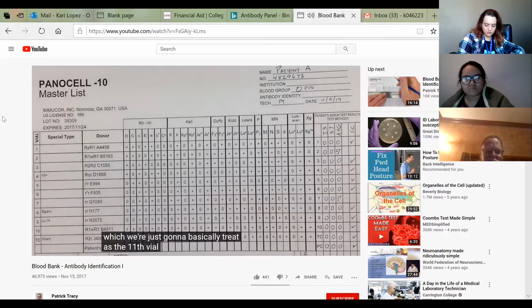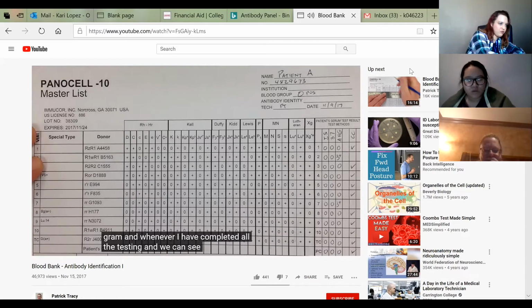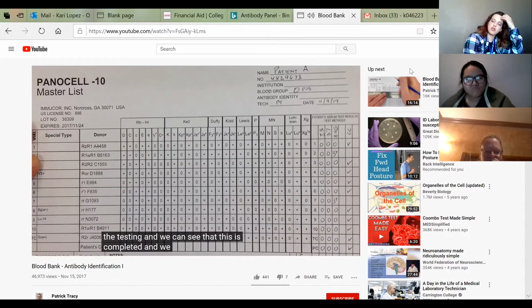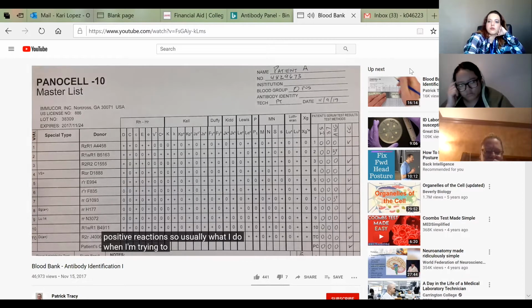Whenever I do an antibody identification, I have this piece of paper in front of me with an antigen profile. Whenever I have completed all the testing, and you can see that this is completed, on the right-hand side we have our initial spin, 37, AHG, and check cells. You can see that this has all been completed with 0, which are negative reactions, and then, of course, positive reactions.